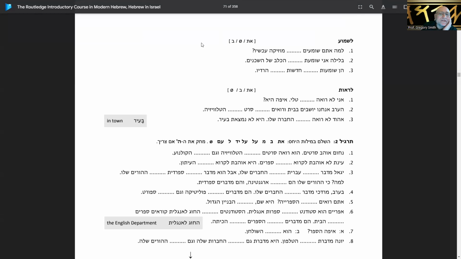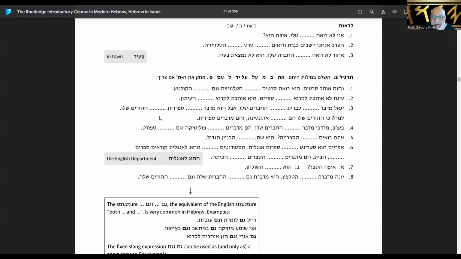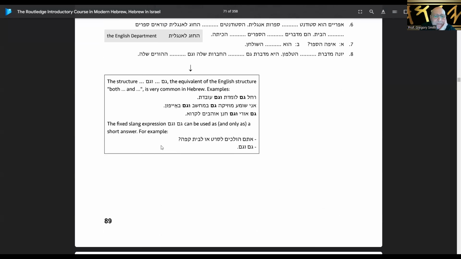Okay, all right, and then notice this here, ba'ir is literally, it says in the city, but in a more modern vernacular, you could say she's not located in town. She's not in town, not located in town. All right, so that takes care of that chapter. I think I'm well over an hour.